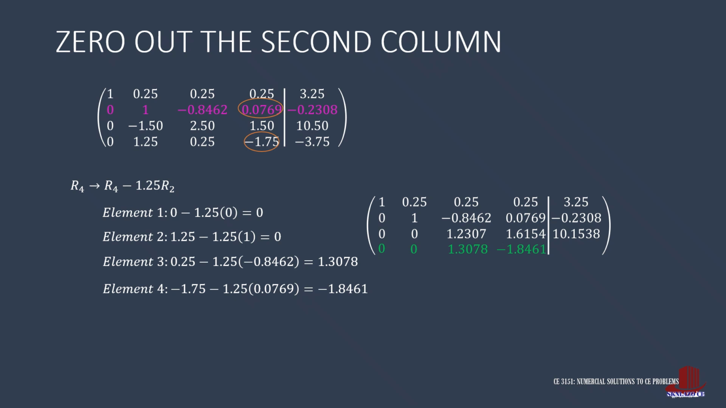0.0769, yielding negative 1.8461. The last contains negative 3.75 minus 1.25 of negative 0.2308, giving negative 3.4615. This completes the second column.